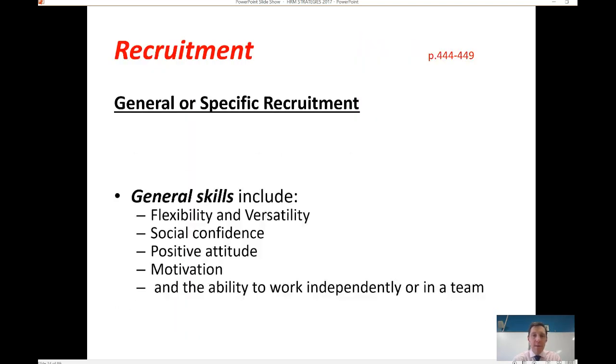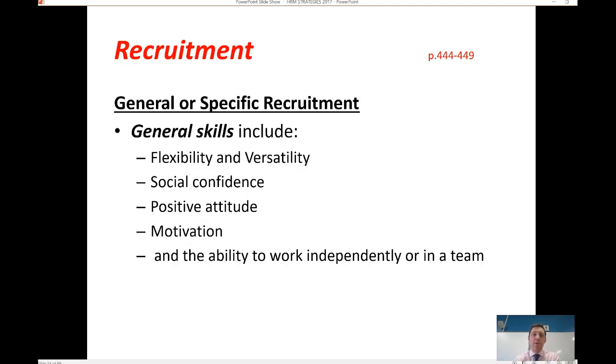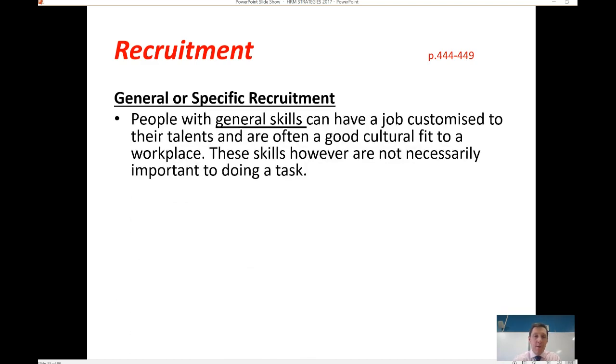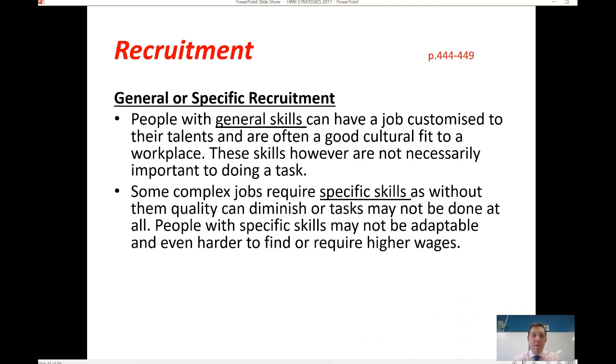Okay, recruitment is also about general or specific. So if you're going to recruit for general skills, it comes back to the points we made earlier about general skills. People with general skills can have a job customised to their talents and are often a good cultural fit. So if you hire someone with general skills, you can say, okay, this person's applied, they've got fantastic skills. It's not exactly what we're after for this particular role, but let's mould a job around that person because they look so great. We want them to come and work for our organisation.